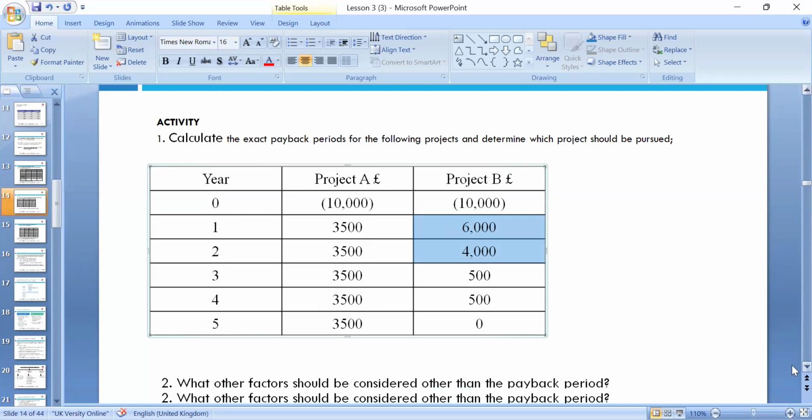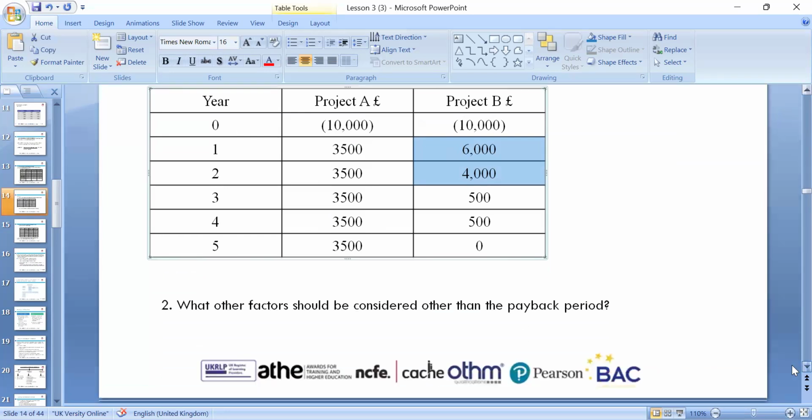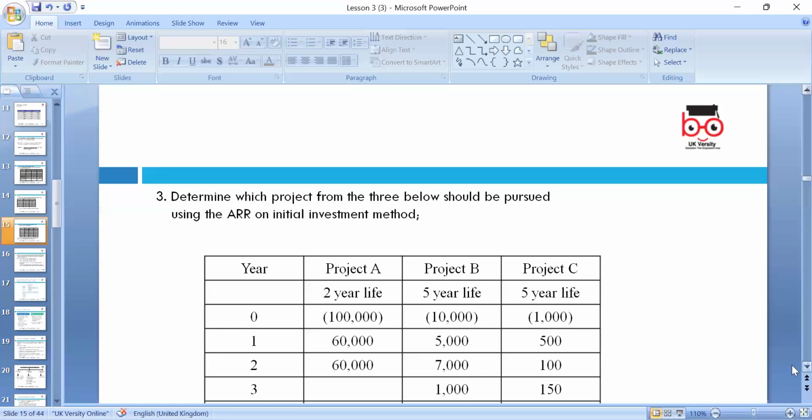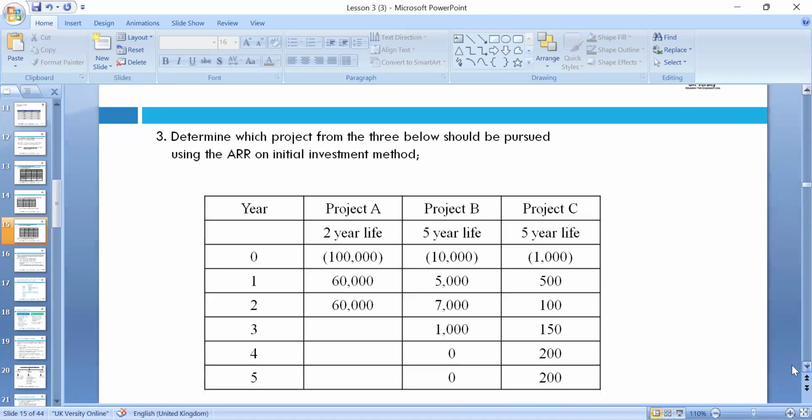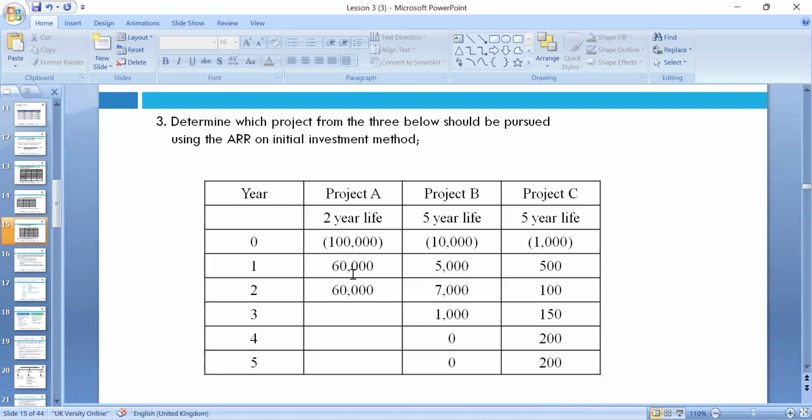If you want to calculate the NPV, you can calculate for these. You can compare ARR for these projects as well, exactly the same. And you can do more activities. So 100,000 you invest, you're getting 120, 100. So this project will take 1 year and few months, and the other project will take 5 years.